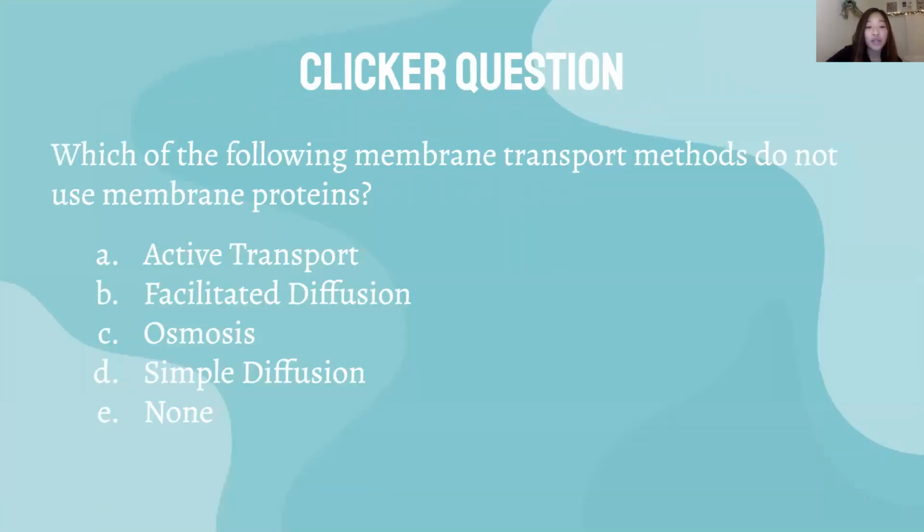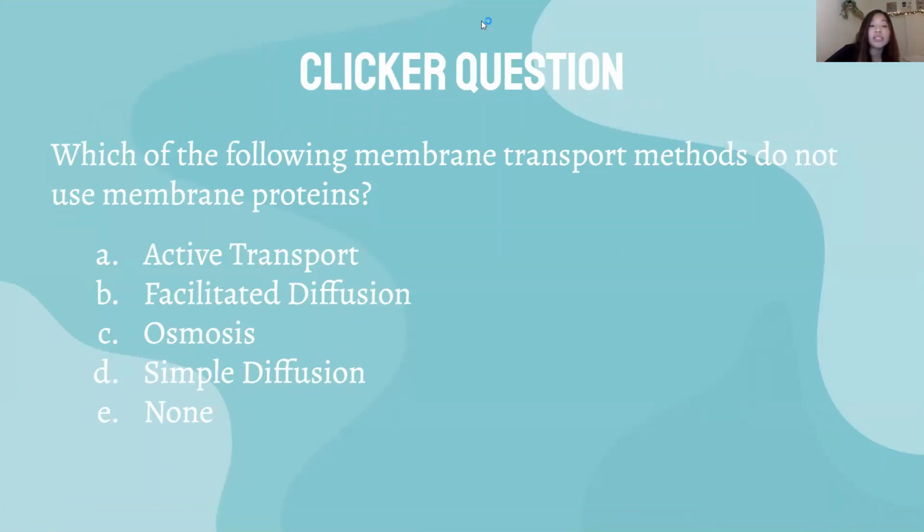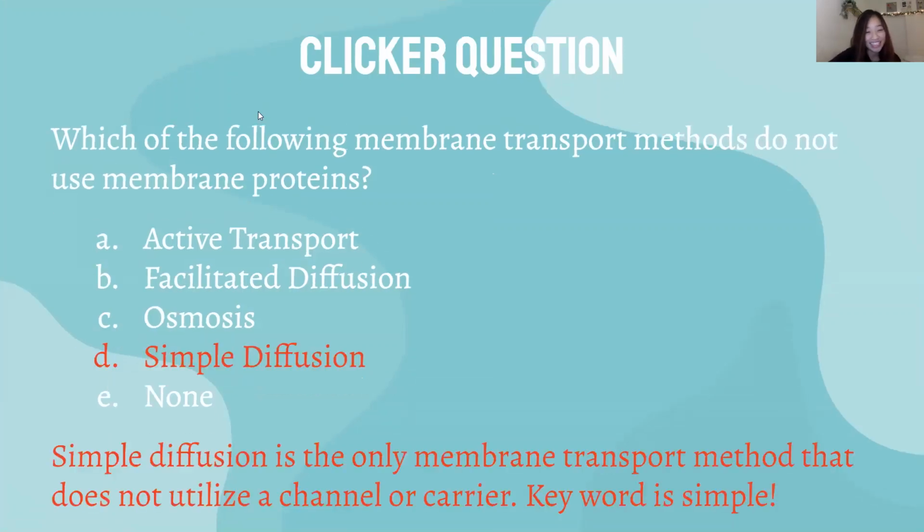So I have a clicker question for you all. Which of the following membrane transport methods do not require membrane proteins? A, active transport, B, facilitated diffusion, C, osmosis, D, simple diffusion, or E, none of them. Yeah, it looks like we're all on the same page. So simple diffusion is the only one that does not utilize a channel or carrier. The key word is simple. I just gave you a basic question as a warm-up.